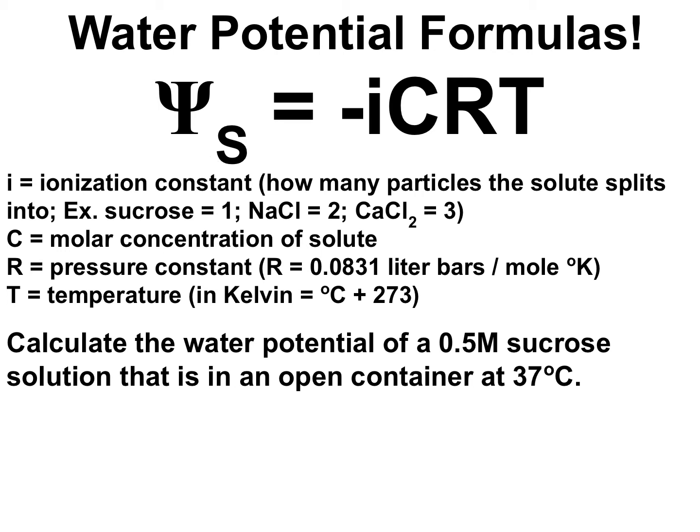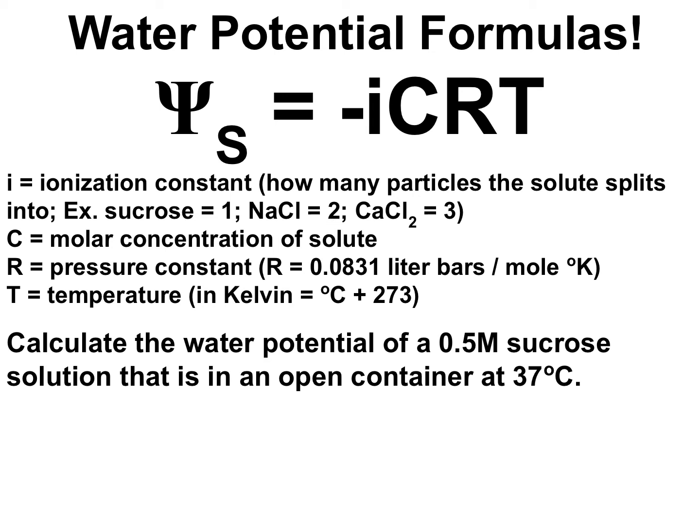Now, the formula for solute potential is that solute potential equals negative iCRT, and i is the ionization constant, which means how many particles the solute breaks up into. For example, sucrose sugar stays as one piece in water, so its ionization constant is 1. Sodium chloride, when dissolved in water, breaks into 2 pieces, 1 sodium ion and 1 chloride ion, so its ionization constant is 2.